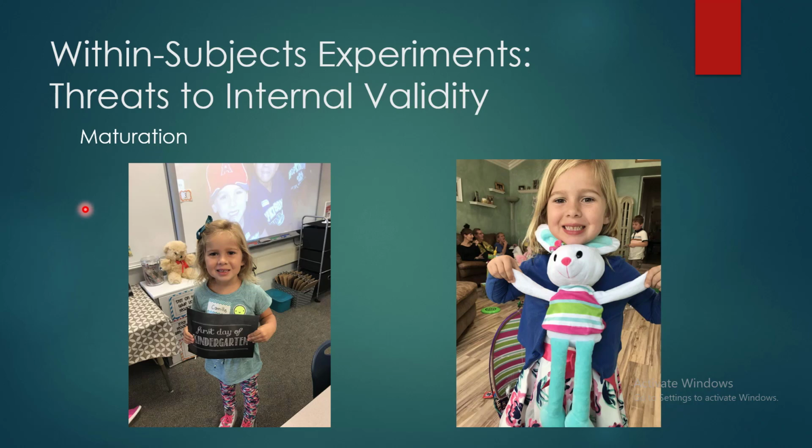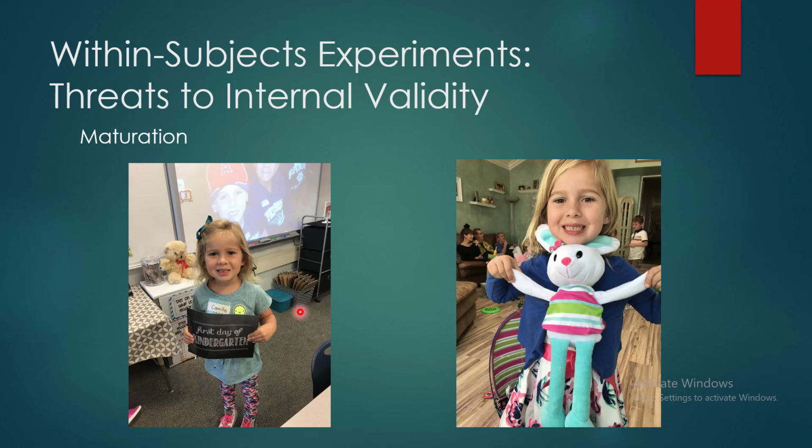So in terms of maturation, again, we're talking about something happening between the first measurement and the second or final measurement. Now let's say, this is kind of a silly hypothesis, that Mrs. Pringle was going to give breakfast to her class for 6 months and then see how reading scores improved, because she believes it's because of the breakfast that the reading scores are going to improve. But during that 6 months, you have the first day of kindergarten, and then you have 6 months later. That's time that has passed.